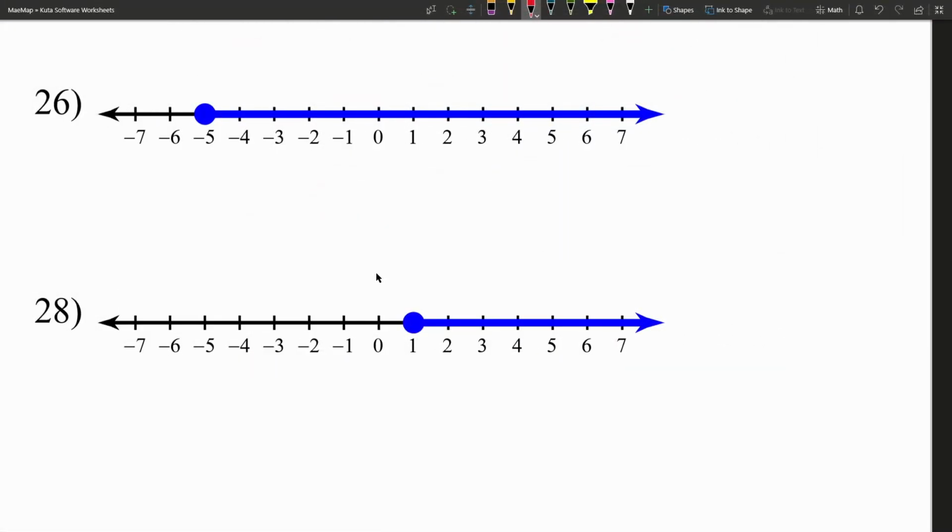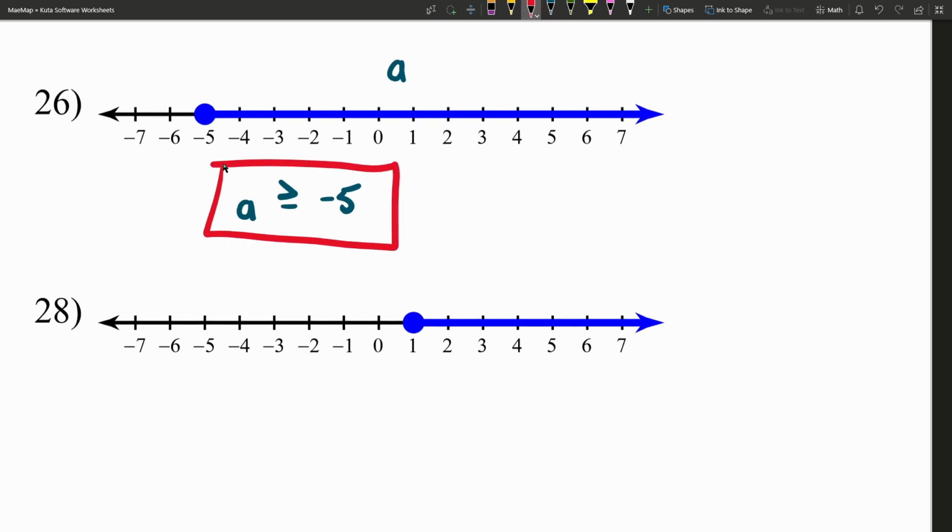For number 26, negative 5 is our number that's circled and shaded in. And you can see that it's less than all of those other values that are shaded in. So if we were to choose our variable, let's call our variable a, we can see that a represents all the values that are greater than or equal to our negative 5. Or negative 5 is less than or equal to a.